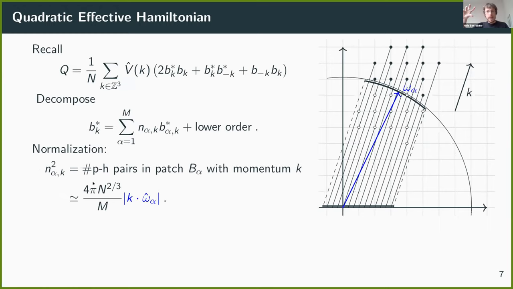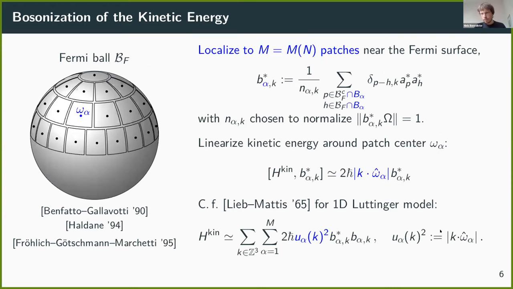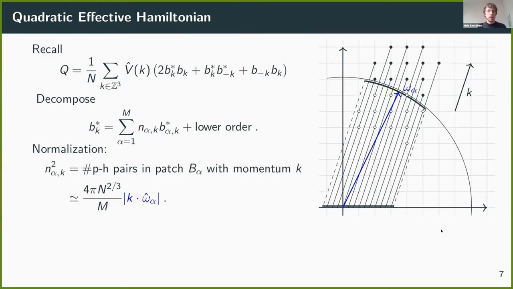And you find that to be given by the total surface area, which is order n to the 2/3, divided by the number of patches, times this geometric factor, which comes from projection argument. And this geometric factor is exactly this U alpha squared that we had here from the kinetic energy. That's quite important because it tells us that the Hamiltonian doesn't really have a gap, but the gap of the Hamiltonian closes at the same rate as the energy of a potential B star alpha K excitation vanishes.